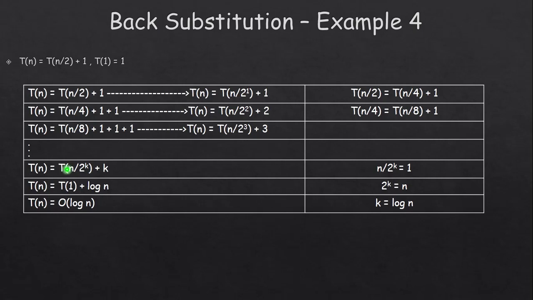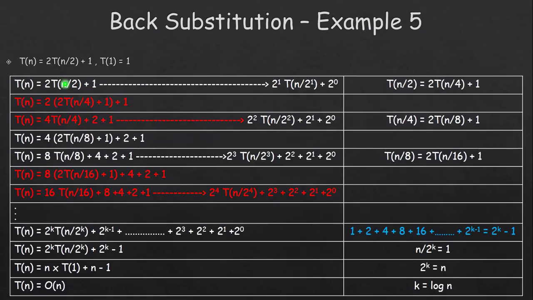At some point this n by 2 raised to k becomes 1, because that is the base condition. N by 2 raised to k equal to 1, that is 2 raised to k equal to n. Take log on both sides, k equal to log n. So at some point it will become 1. So it is T of 1 plus k, in terms of n it is plus log n. We all know T of 1 is 1, so it is 1 plus log n. When I represent it in terms of asymptotic notation, it will become O of log n.